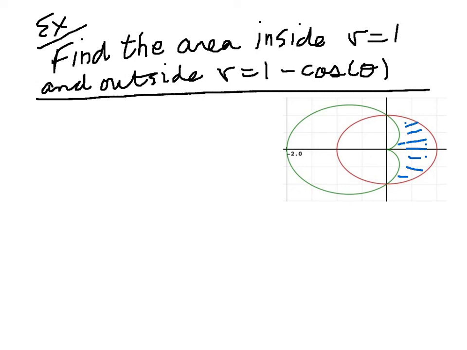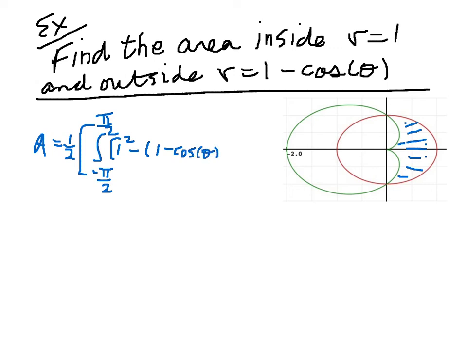And so hopefully you can see that this area is going to equal 1/2 times the integral from -π/2 to π/2 of the outermost one squared minus the innermost one squared dθ. And you can use a CAS to compute that. But that's how we find the area bounded by two curves essentially.